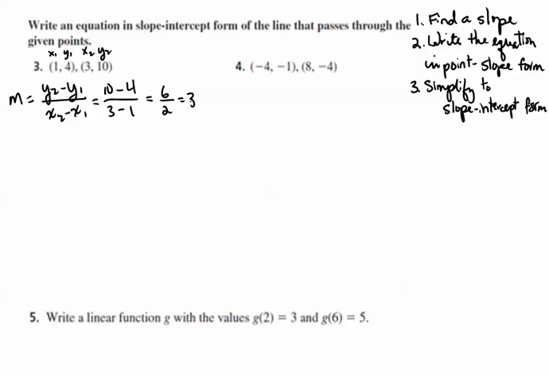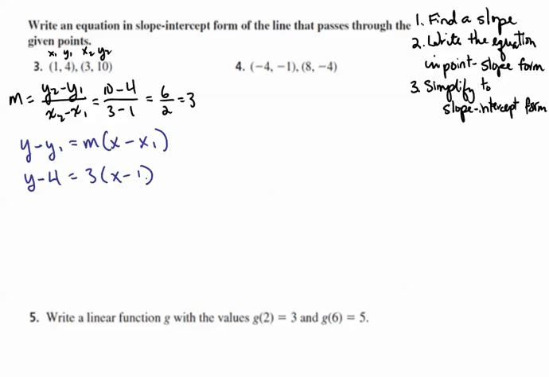Next step, I'm going to construct the point-slope form of the equation using one of my points and the slope that I just calculated. So y minus y1 is equal to m times x minus x1. And my y1 value, I'll use the first point, 1 comma 4. So y minus 4 is equal to 3, the slope, times the quantity x minus x1, which is 1. And so that is the second step in this process.